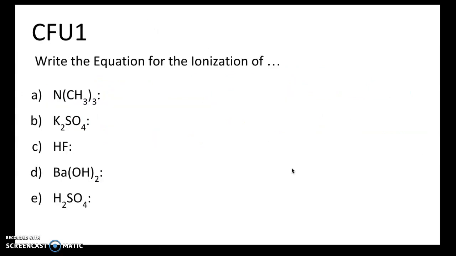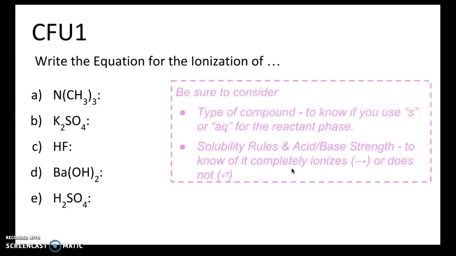All right, so now that you've seen that example, you're going to write the equation for the ionizations of the species below, A through E. I want you to make sure that you consider the type of compound to know if you should use S or aqueous for the reactant phase. And also the solubility rules to know if it completely ionizes, and if it does, you use a single arrow, or if it does not. If it's an acid or base, you also want to consider the strength, again, to know if it completely ionizes or it does not. So if you need to, you might want to go back to your previous note packet to review the solubility rules and the list of strong acids and strong bases. You can pause this video now. When you press play again, the answer will be revealed.